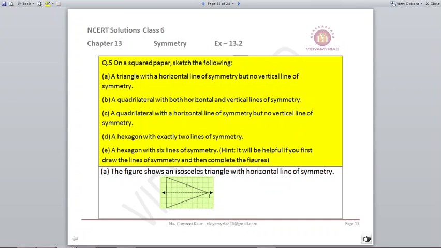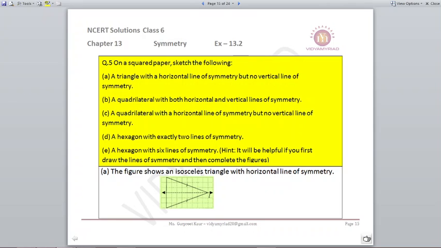Question number 5. On a squared paper, check the following. A triangle with a horizontal line of symmetry but no vertical line of symmetry. So this is the way a shape can be made. We have to make one horizontal line only, but a vertical line should not be there. So it will be a form of an isosceles triangle, but it should be bending towards the right side so that I can draw a sleeping line on it.